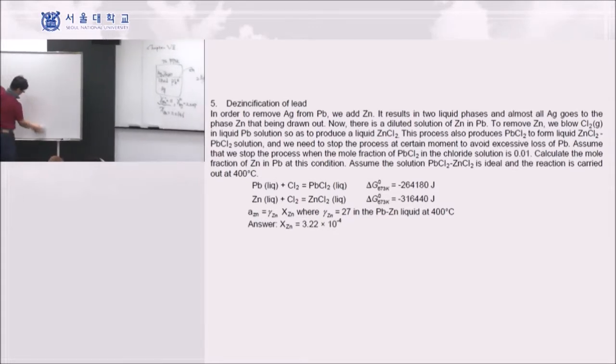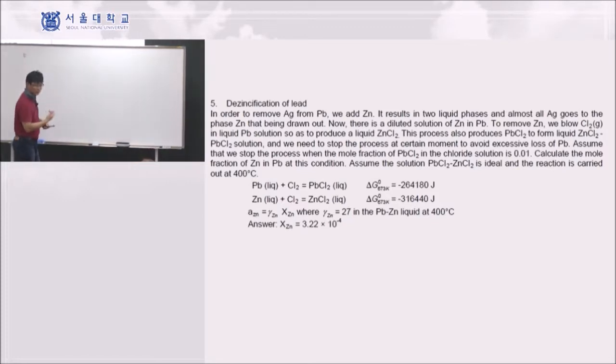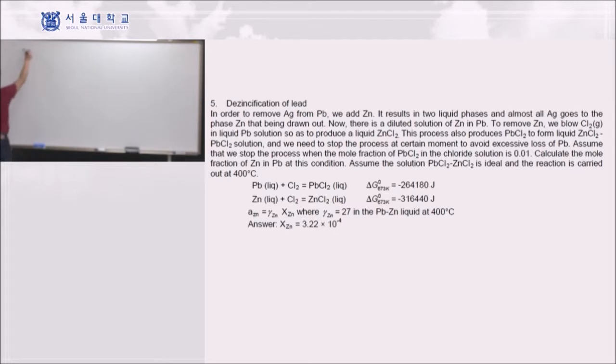Basically, what we are learning right now is all Henrian solution. We are using the Henrian activity coefficient and so on. So this is number 5.